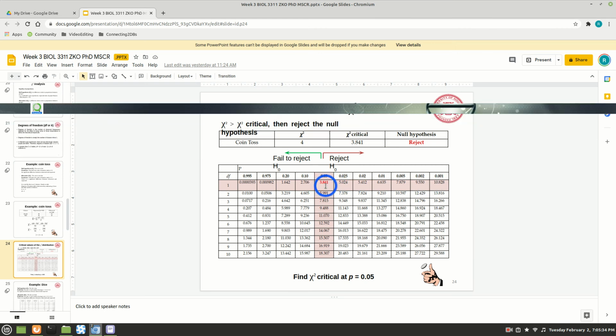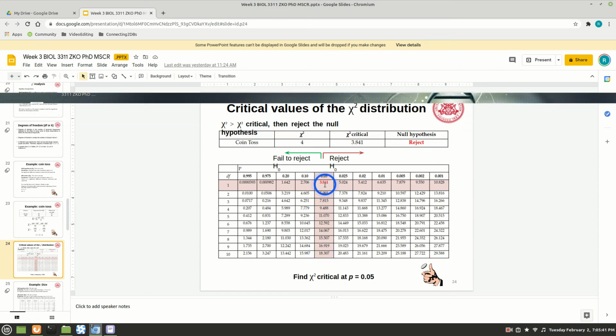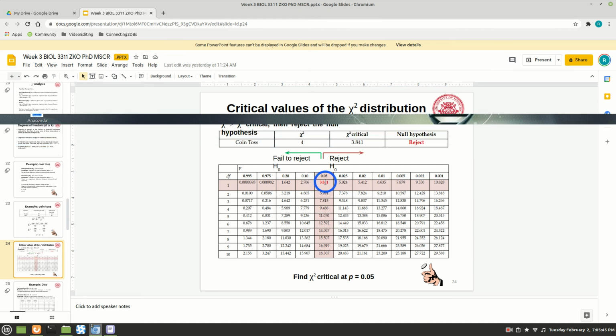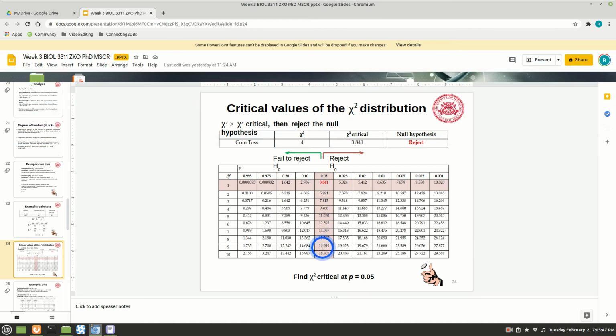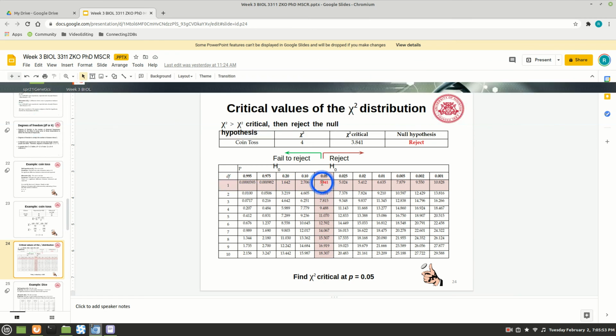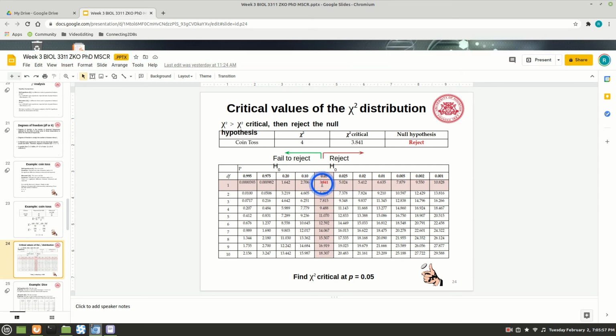I'm sorry, I think I said that backwards. Let's just leave it at this. We're going to stick with this throughout this class. Here is our number, because our degrees of freedom are 1, and our magic number, I call it that, is 3.841.